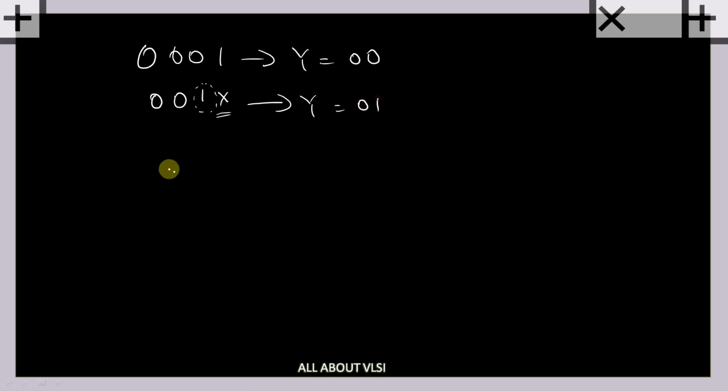So for your priority encoder, you will have your truth table as 0001, and your output y is equal to 00. And if your input is equal to 001x, so if your second bit is equal to 1, then the LSB bit may be either 0 or 1. It should not have any effect on this. So that's why your y is equal to 01. And if it is equal to 01xx, then your y is equal to 10. And if your very first MSB bit becomes 1, then all the other bits may be either 0 or 1, and your y should be equal to 11. This is your truth table for the priority encoder that we are going to implement.